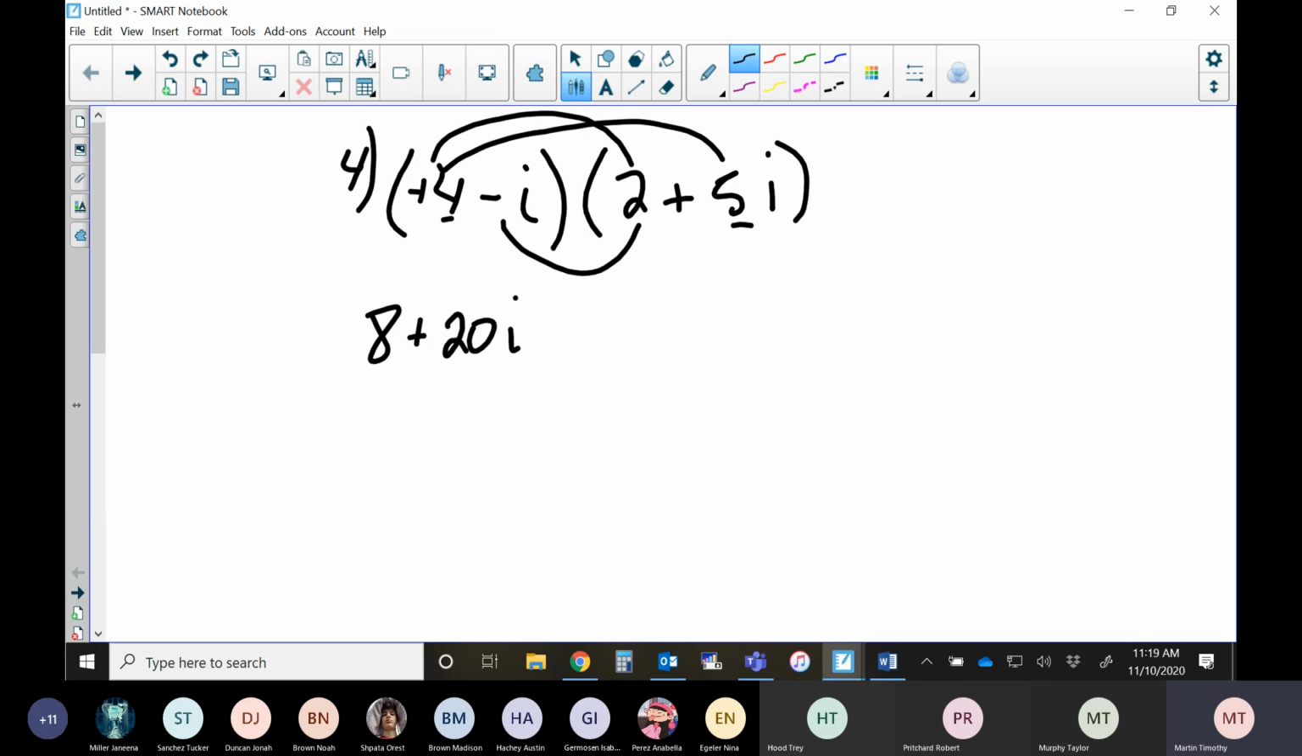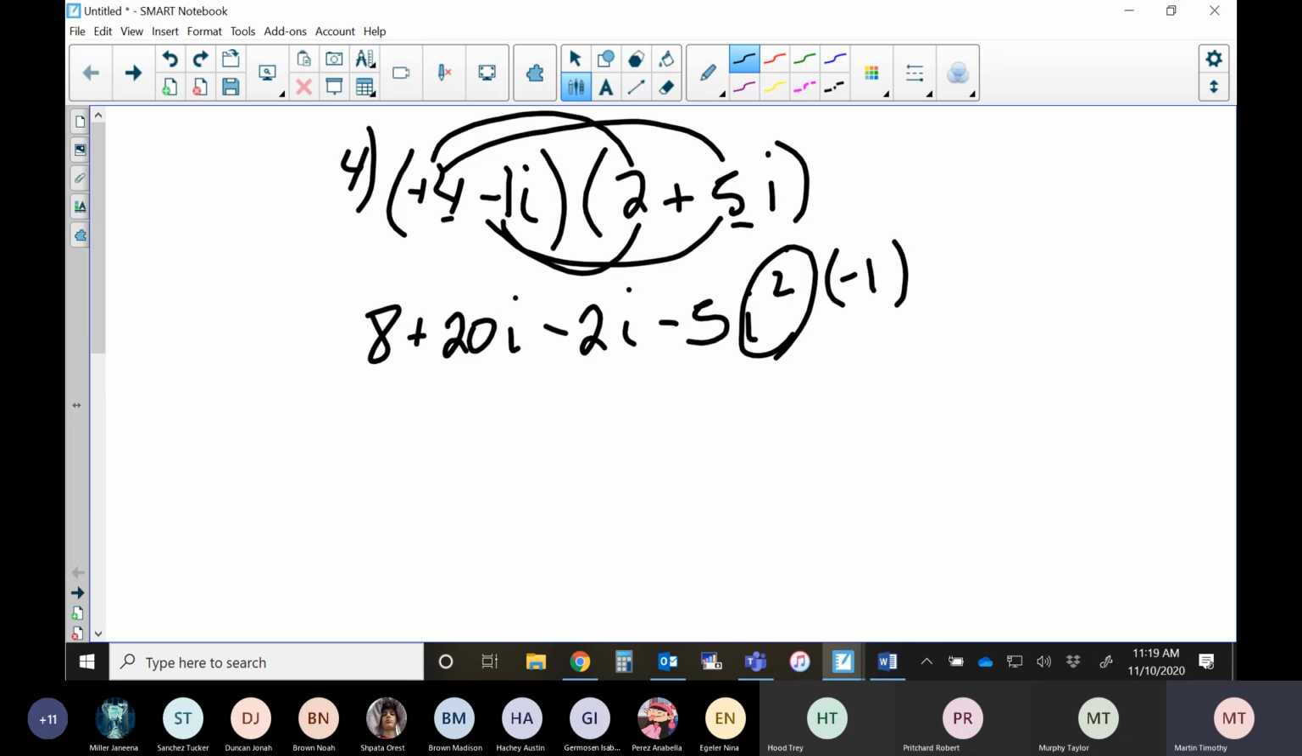Here I would do a negative times a positive is a negative. 1 times 2 is just 2, and i just stays there. And then finally I do a negative times a negative, which is a positive. 1 times 5 is 5. i times i is i squared. Whenever I have an i squared, I've told you to take that out and put a -1 in. -1 times -5 kicks this to a +5. So that takes care of all of that.